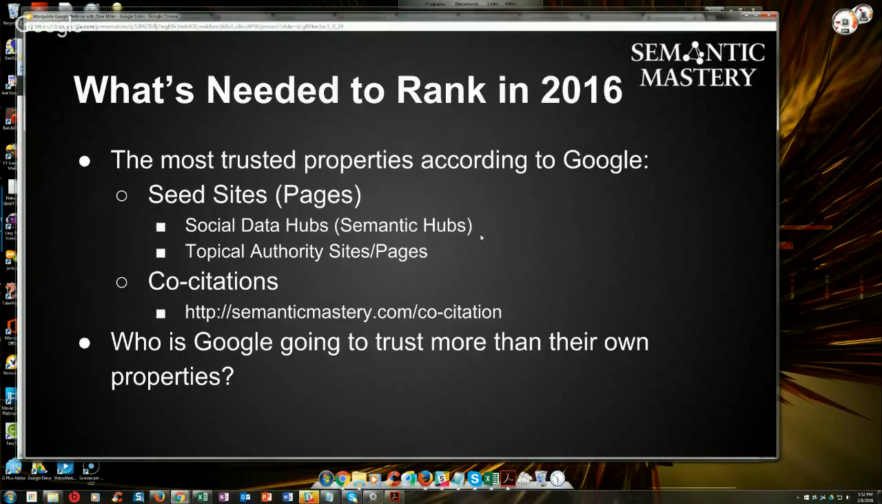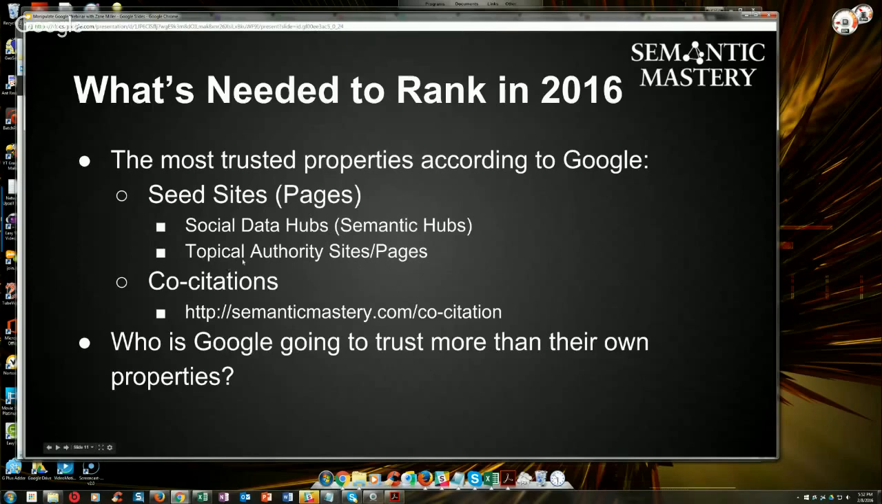It's very, very powerful, but we have a number of properties within there called semantic hubs, some of which are social data hubs. That's something else you can look up by going to Google and typing in Google social data hub partners, and you'll see some of the sites that we're talking about that fall within that seed set.